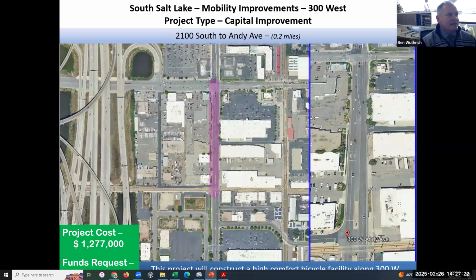The next project is a request from South Salt Lake. This is for mobility improvements along 300 West between 2100 South and Andy Avenue, about 2/10 of a mile. This is to construct a high comfort bike facility. Estimated project cost is 1.2+ million. Funds being requested are 1.1+ million.